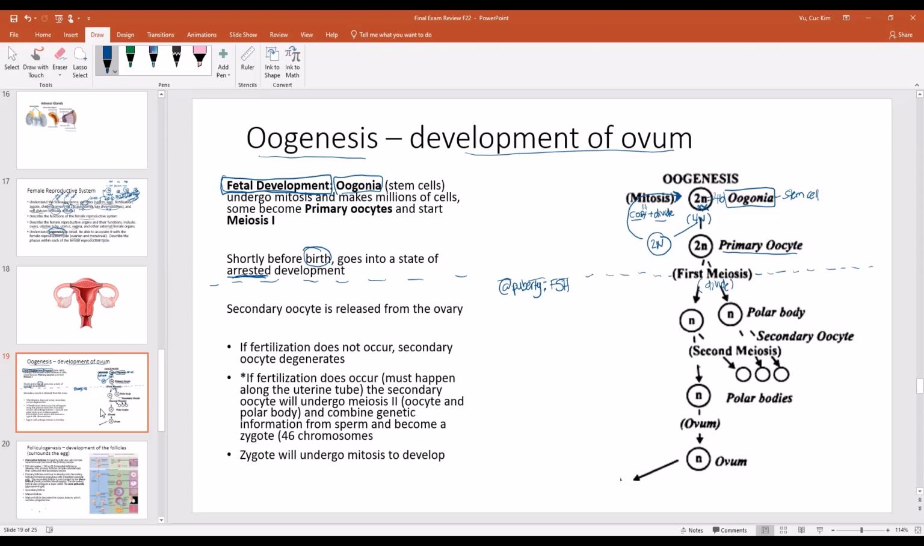At puberty, it's the FSH that drives the primary oocyte to finish meiosis 1 and become a secondary oocyte. So at puberty, each month, FSH is going to stimulate about 20 to 25 primary oocytes to complete meiosis 1.